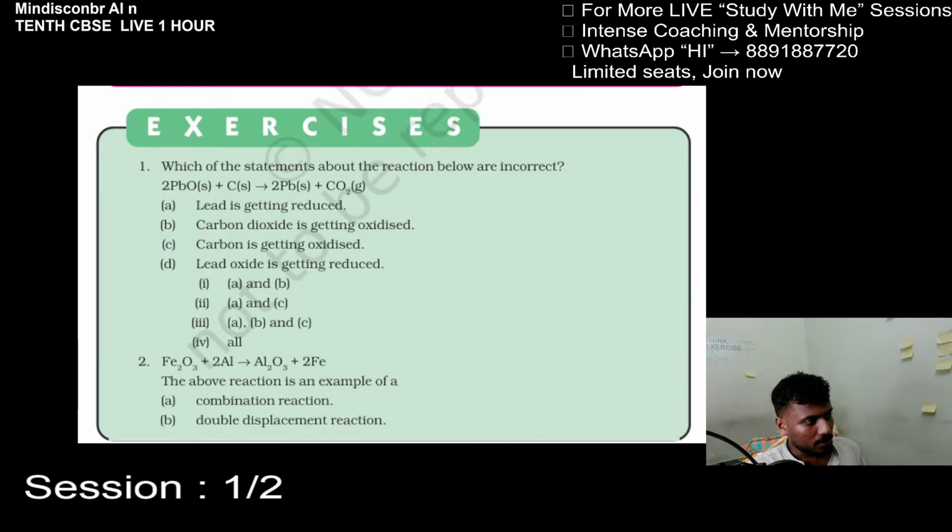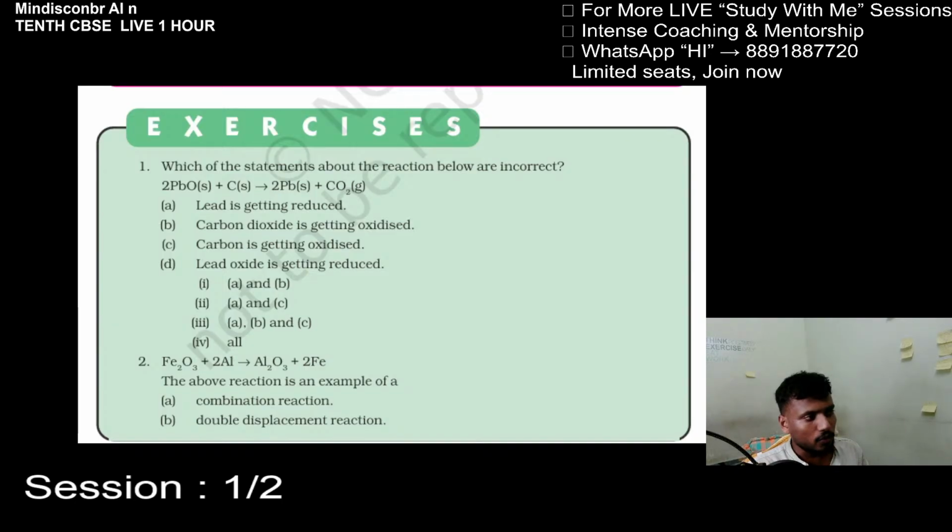So in the question, lead is getting reduced? No. Carbon dioxide is getting oxidized? No. Carbon is getting oxidized? Yes, that is true. Lead oxide is getting reduced? That is also true. So C and D are the right answers, but the question asks which statement is incorrect. So A and B are incorrect and C and D are correct. So option 1 is the correct answer, that is, A and B are incorrect.